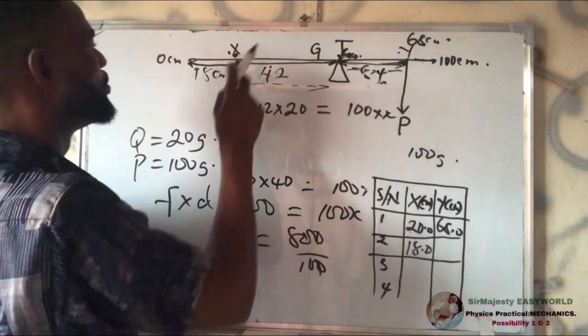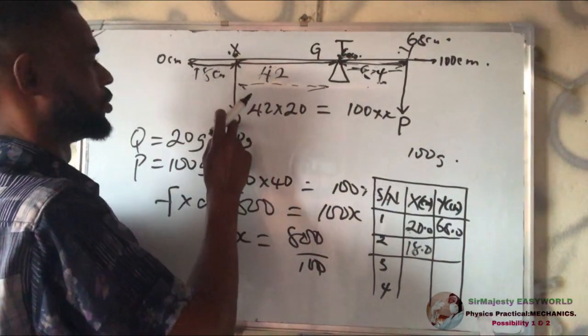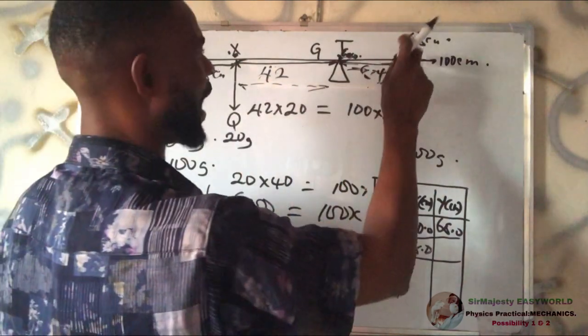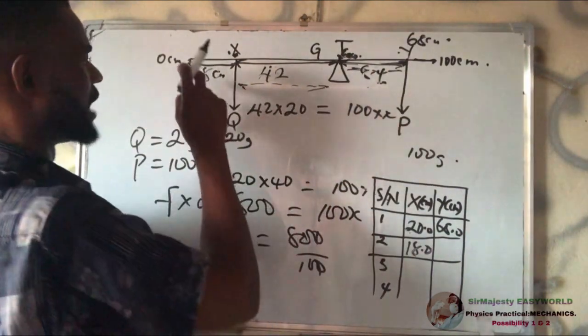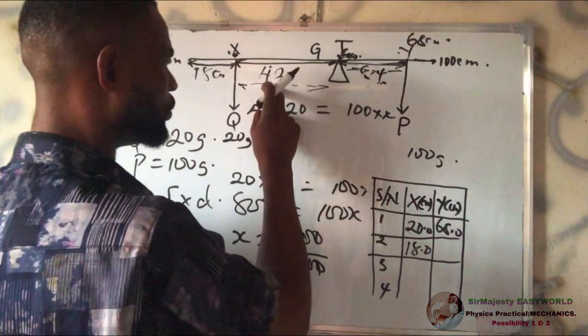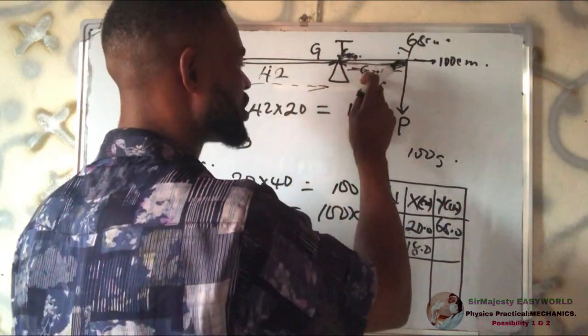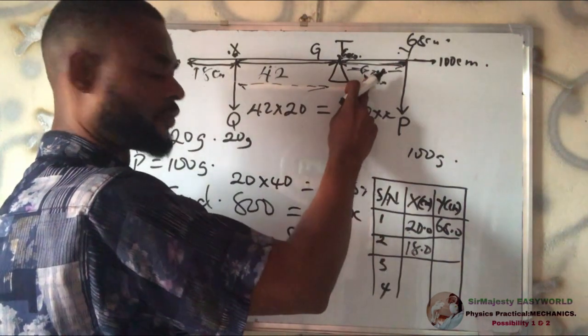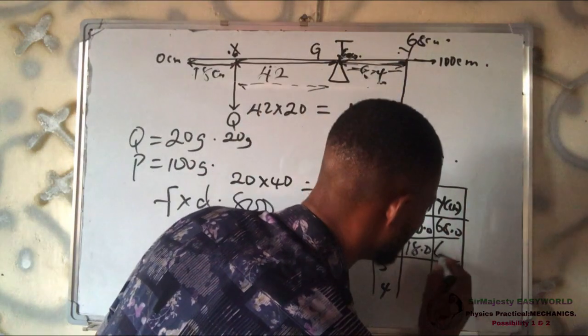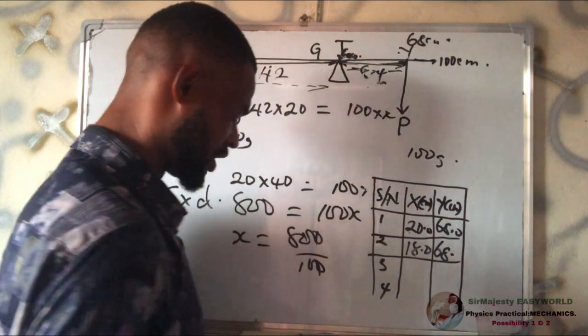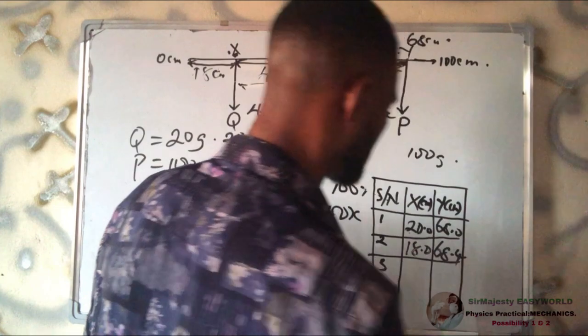Then what is now the position x of q? 18. What is now the position y of p from here? It is now 18 plus 42, or simply from here to here, 60. 60 plus this 8.4 will give me 68.4.